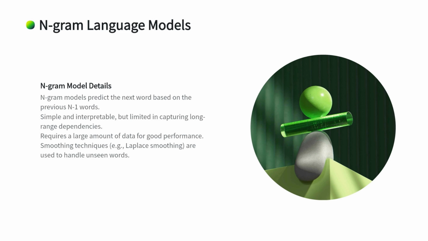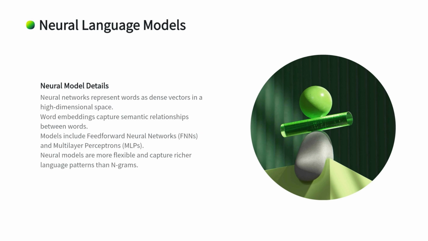In contrast to n-gram models, neural language models use neural networks to learn dense, continuous representations of words, also known as word embeddings. These word embeddings capture semantic relationships between words. Similar words have similar embeddings, while words with different meanings are represented by more distant vectors in the embedding space.